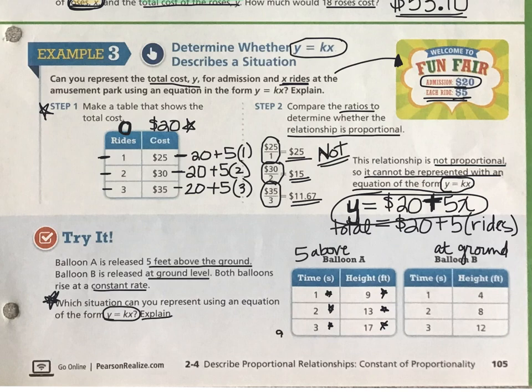So let's compare those unit rates. 9 to 1, 13 to 2, and 17 to 3. So when I find the unit rates here, I get 9, 6.5. How did I get that? Remember, division, 13 divided by 2. And what do I get for 17 thirds, or 17 to 3? That's right, we get 5, and the 6 is repeating, so 5.6 repeating. Are these ratios equal to each other? And the answer is no. So this is not a proportional relationship.